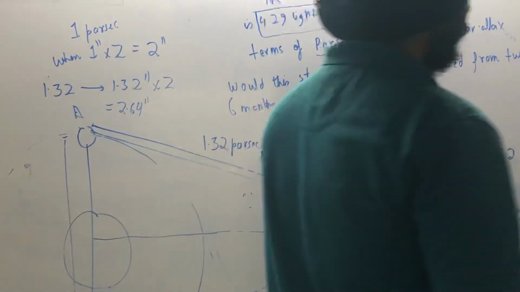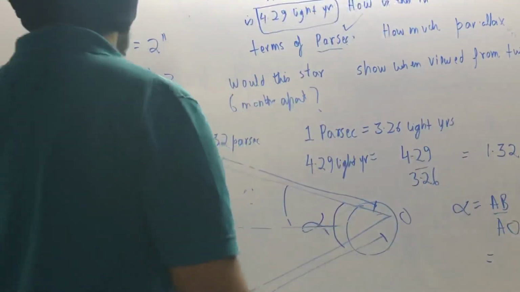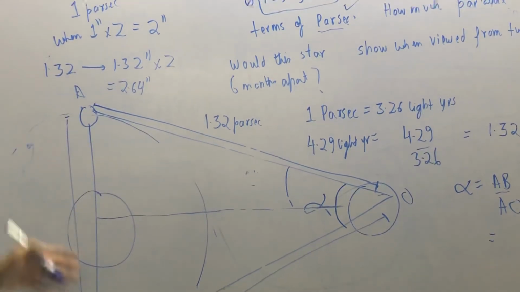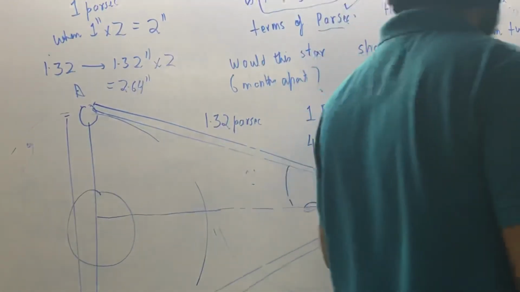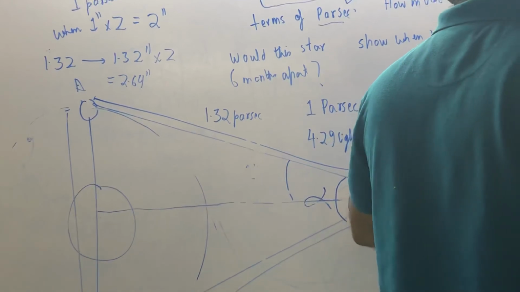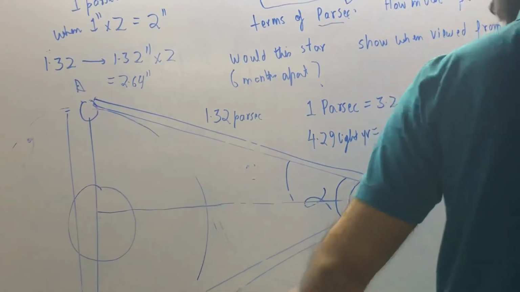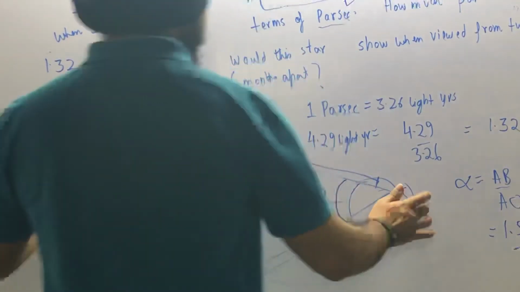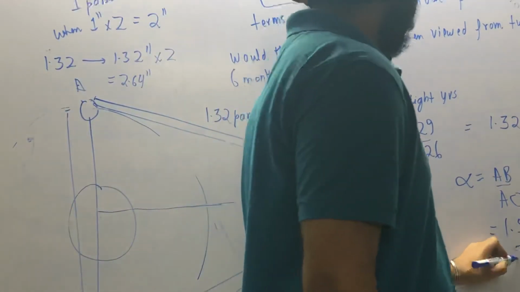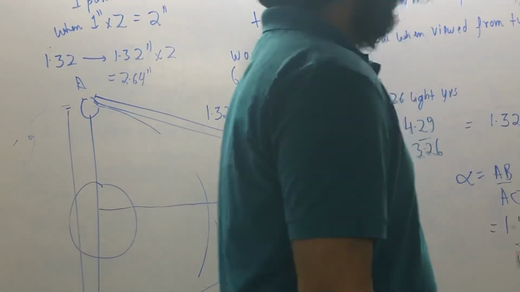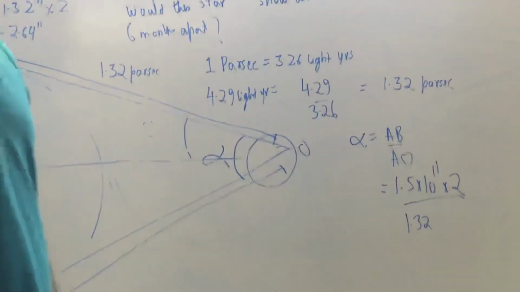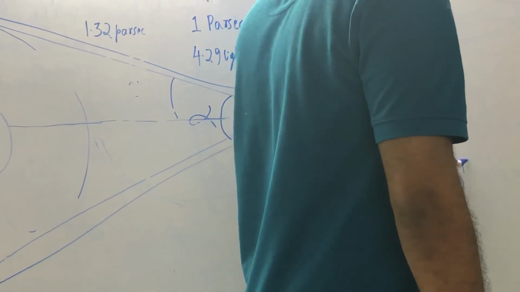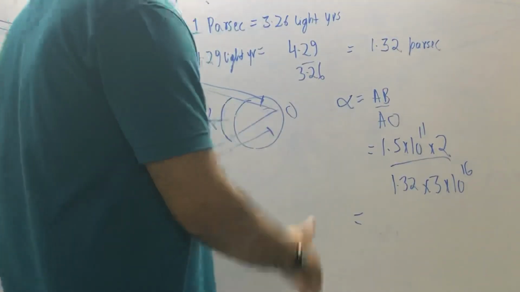So what is the value of AB? AB is basically the diameter of the Earth's orbit. So this will be 1.5 into 10 raised to the power 11, into 2, divided by AO. AO is 1.32 parsec, and convert it into meter. To convert it into meter, you will just multiply by 3 into 10 raised to the power 16. So just try and solve this.